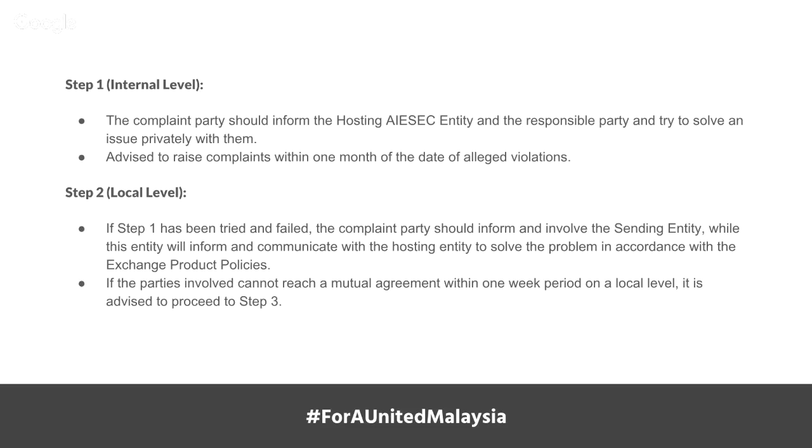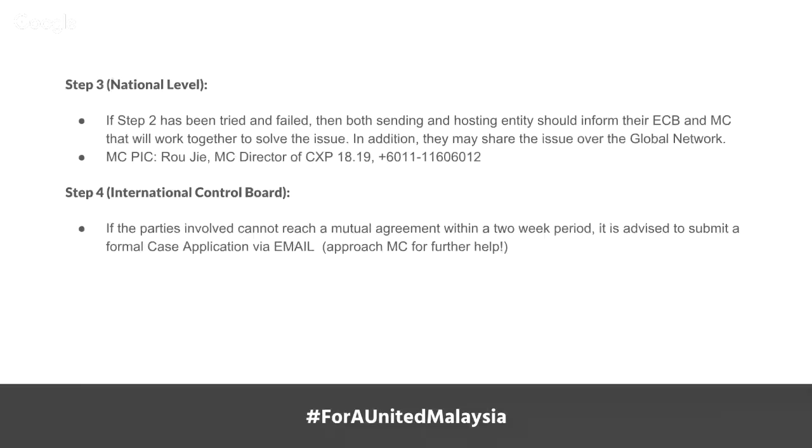If step one has been tried and failed, the complaint party should inform and involve the standing entity, which is us. This entity will inform and communicate with the hosting entity to solve the problem, which means it's either level. And if the parties involved cannot reach a mutual agreement, then it's advised to proceed to step three. Depending on the urgency level, you should move up higher. If step two has been tried and failed, then both the sending and hosting entity should inform ECB as well as MC the book together to solve the issue.